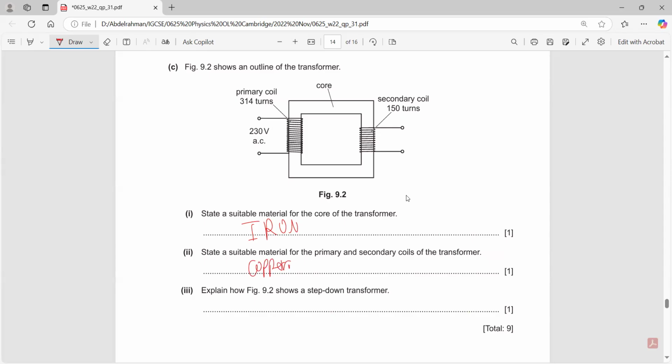How does it show? This is a step down transformer. It has more coils. What has more coils? More input coils. Yes, the primary has more input coils. Or you can say that the secondary coil has less turns. Excellent.